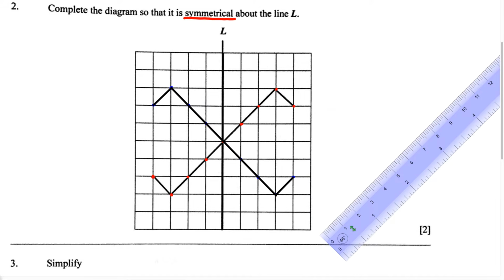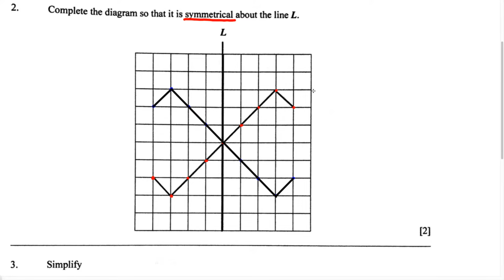Now once you have done this, you have finally completed the diagram, so it is symmetrical about the line L. What is seen on one side is also seen on the opposite side. Okay, let's go to question 3.